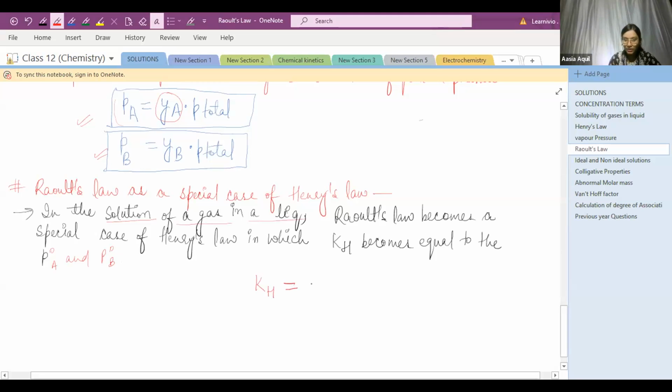So KH becomes equal to P naught of any component, whether it's P naught A or P naught B. And what are P naught A and P naught B? You know very well, it's the vapor pressure of the pure component. So when KH becomes equal to the vapor pressure of the pure component A or B, then Raoult's law becomes a special case of Henry's law. Okay, clear, Jubita?